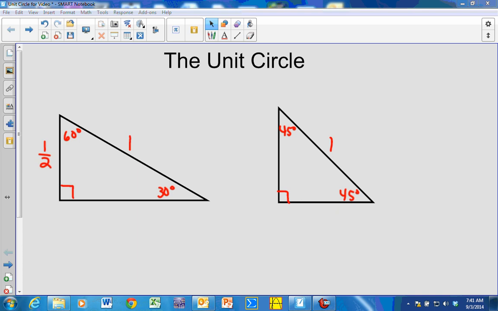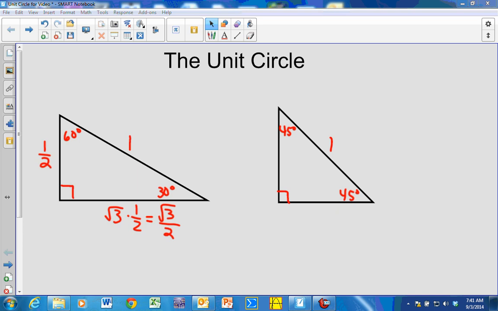The long leg is always the square root of 3 times the short leg. So that's the square root of 3 times a half, which we write as square root of 3 over 2. So that's the relationship that we're going to have in these triangles with a hypotenuse of 1.